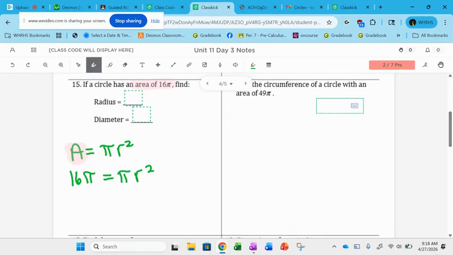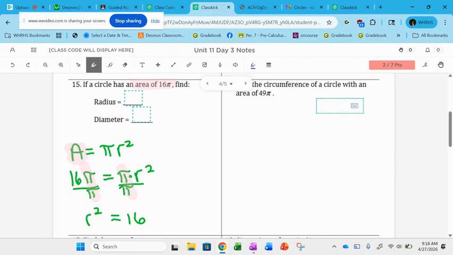For me to solve for r, I first have to get rid of the pi. Now the pi and the radius squared are being multiplied together, so I'm going to divide by pi on both sides. And when I divide by pi, the pi's cancel on both sides. So now I'm going to have the radius squared equals 16. This is not the radius. This is the radius squared. Who remembers, how do I undo a square? What must I take of it?